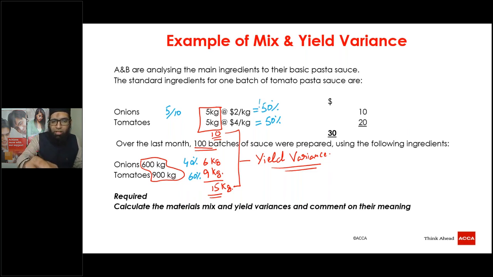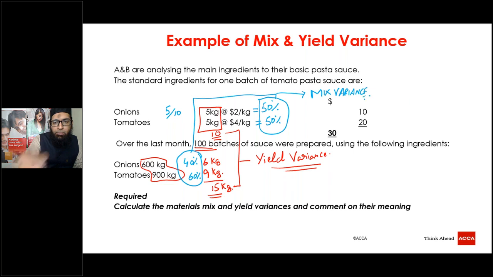So if you can observe, there is a change of proportion as well. And due to this change of proportion, there should be a variance which is known as mix variance. So the mix variance is due to the change in proportion, whereas the yield variance is due to the total yield for the units. Okay? Now let's calculate this in the example.